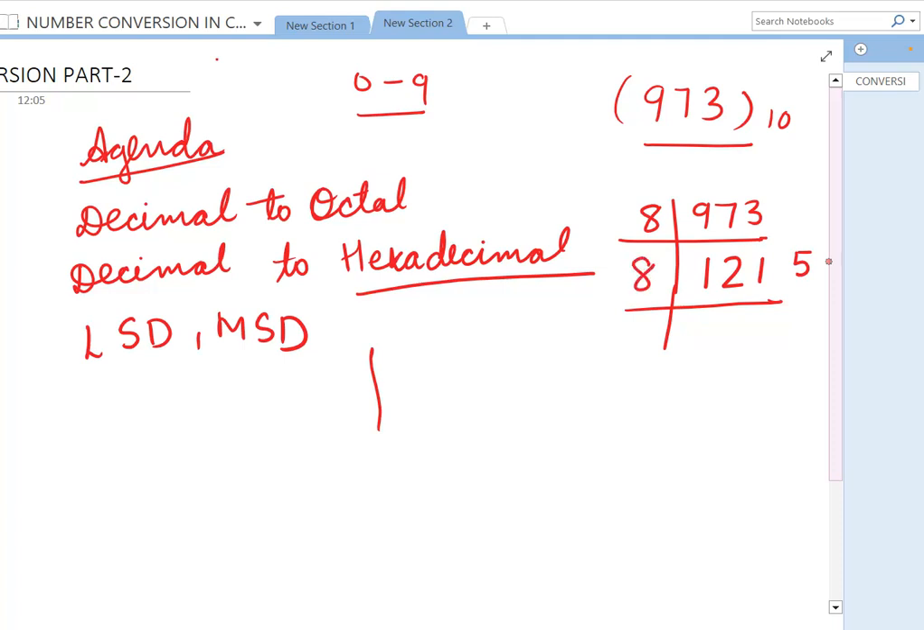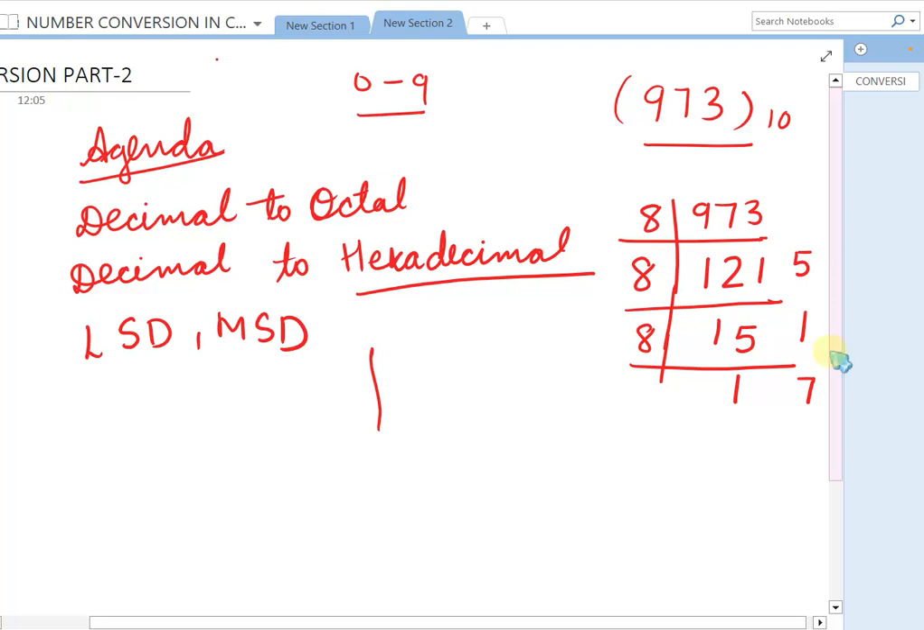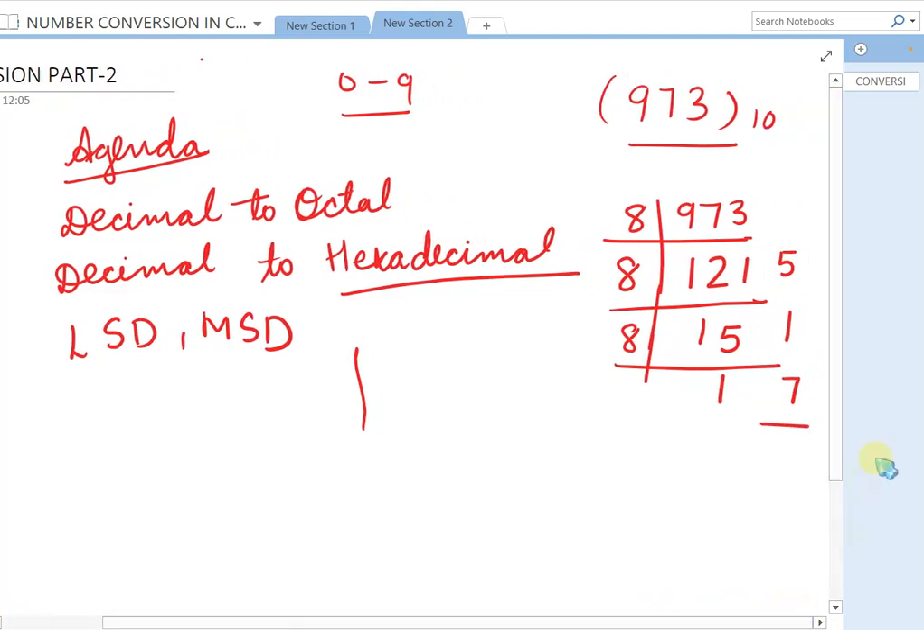Again, 8 ones are 8, and 12 minus 8, you know very well how much it is. According to that, now it will be 857. We will get the remainder 1, and then finally we have no chance at all. It is 1, and after that we get 7, because 15 minus 8 is 7. Now we have got the answer, according to that, 7.